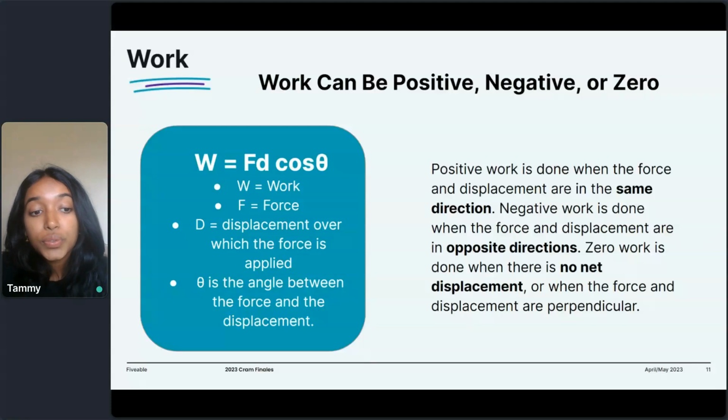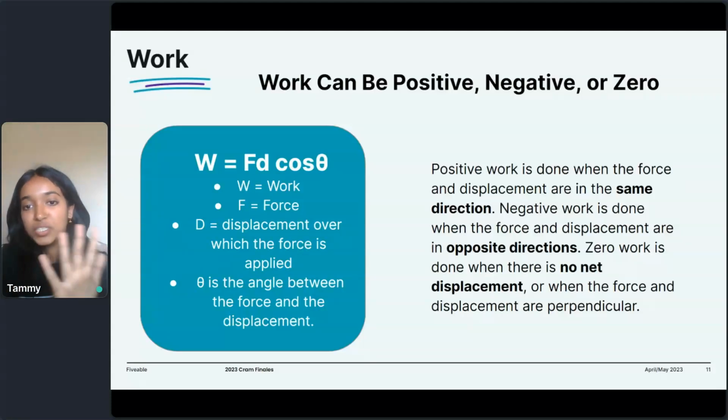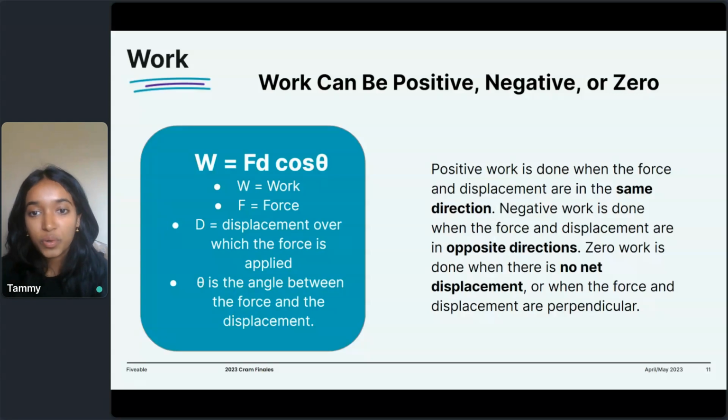And finally, there are two instances when zero work can be done on an object. Instance one is when there's no net displacement. If an object is subject to a force, but there's no net displacement in the direction of the force, the work done is zero. For example, if you push a wall, you can push and push and push, but it's not going to move because you don't have enough force to displace it. So we can say that there's zero work done on the wall.